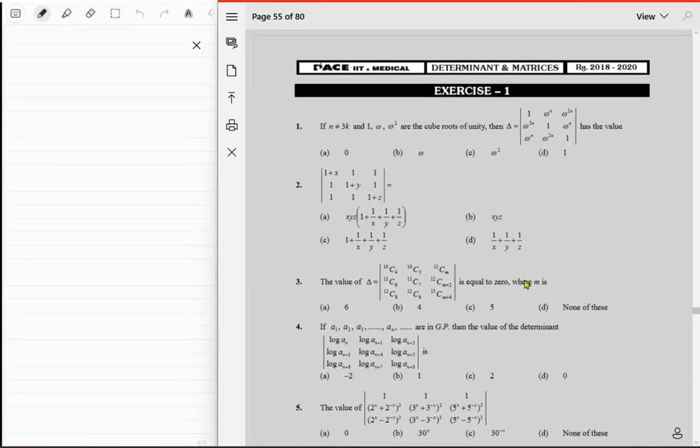Determinants and matrices, exercise number one, let's go. n is not equal to 3k, and these are cube roots of unity. Let delta equal to this thing. This has the value of what? This is 1, then you've got omega power 2n, omega power n, then omega power n.